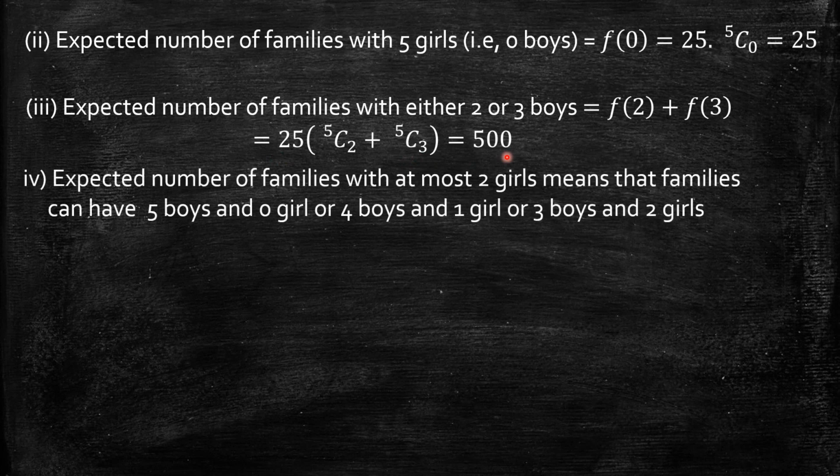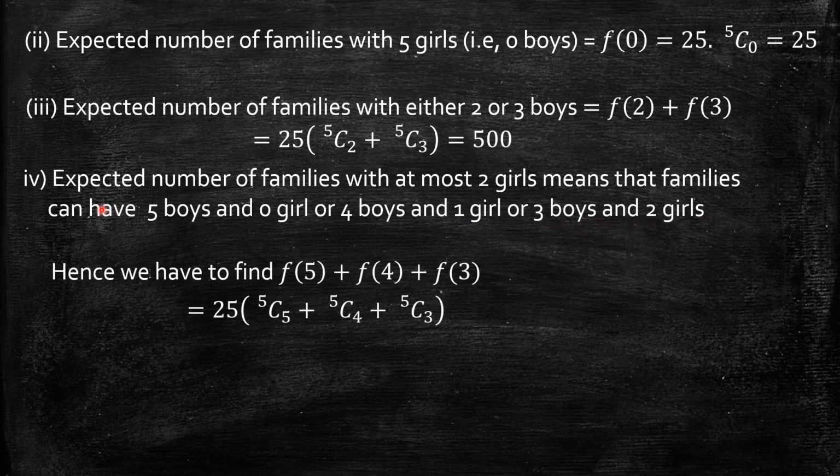The last problem here is expected number of families with at most 2 girls. So that means maximum 2 girls. So families can have 0 girl, 1 girl or 2 girls. So in terms of boys, 0 girl means 5 boys, or 4 boys and 1 girl, or 3 boys and 2 girls, since they have 5 children each. So together it is 5 in each case.